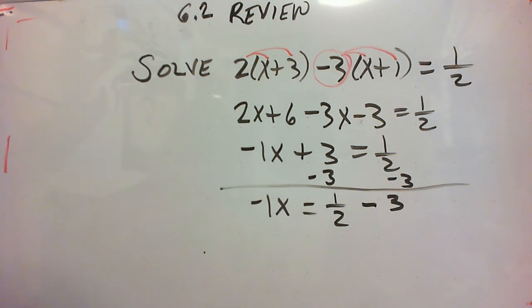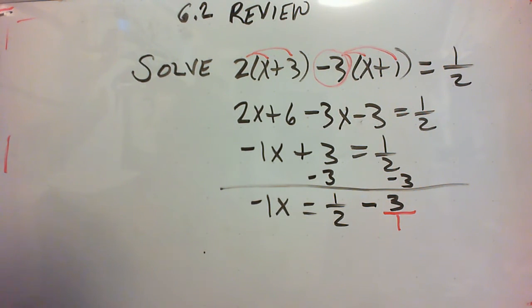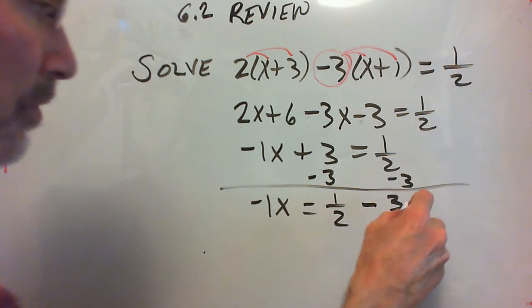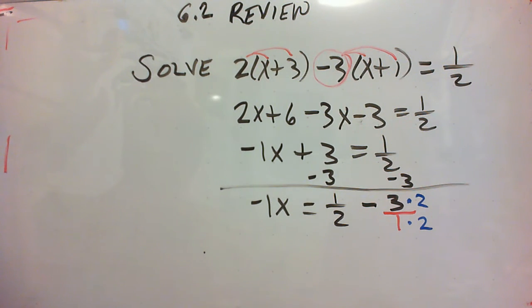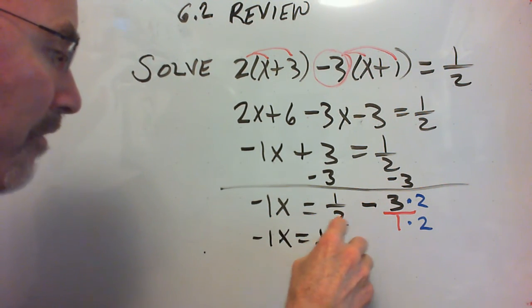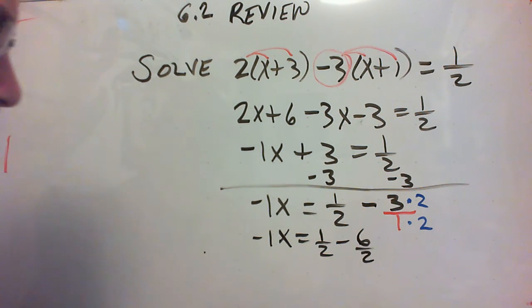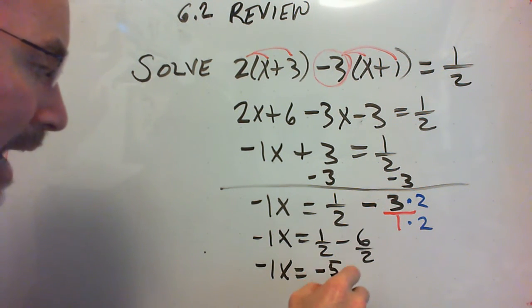Now, if you're going to combine 1/2 and 3, you need a common denominator. So we write 3 as 3 over 1. And then we have to multiply 3 over 1 times 2 over 2. So the 3 over 1 becomes 6 over 2. So negative 1x equals 1/2 minus 6/2, or negative 1x equals 1 minus 6, negative 5/2.